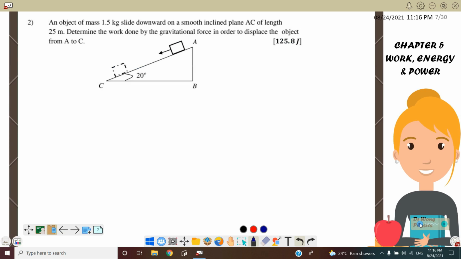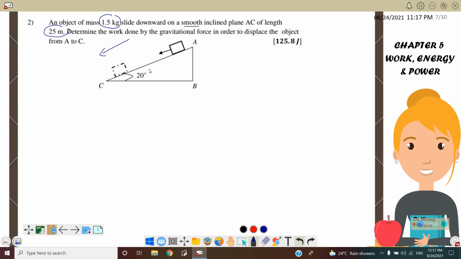Next, we go to question number 2. This is an inclined plane. An object of mass 1.5 kg slides downward, so the motion is going downward on a smooth inclined plane AC. When it says smooth, it means there's no frictional force. The length is 25 meters. Determine the work done by the gravitational force in order to displace the object from A to C.